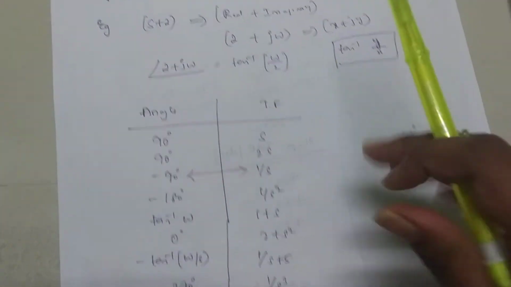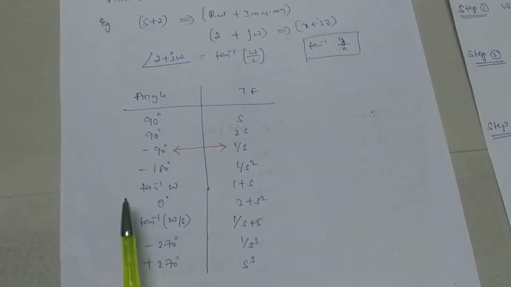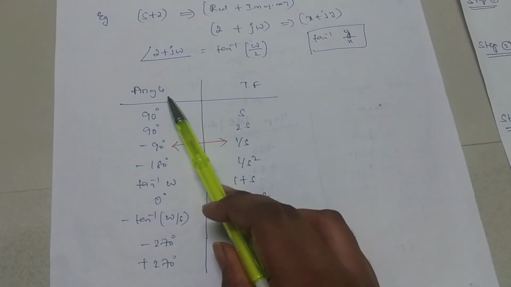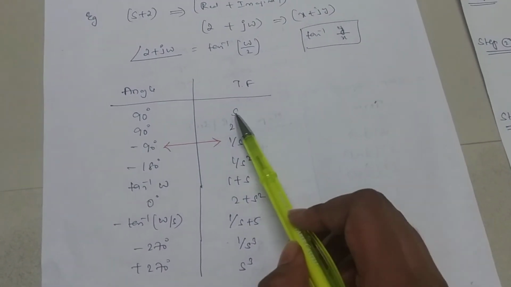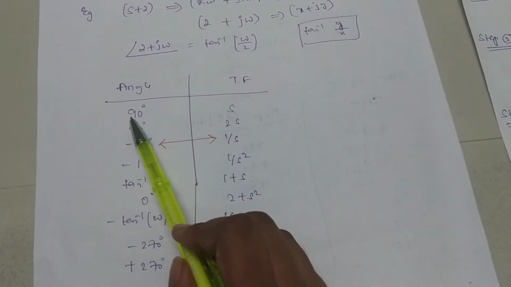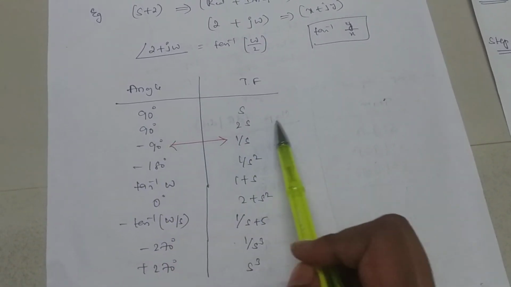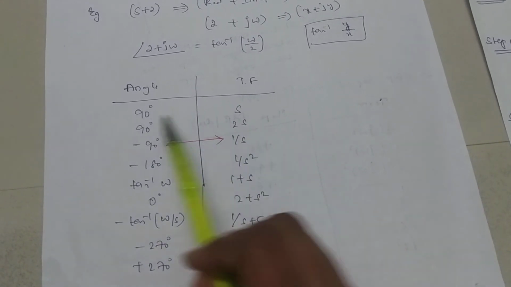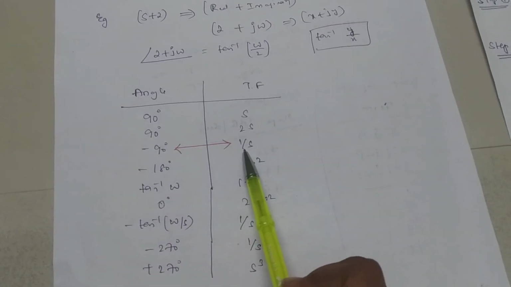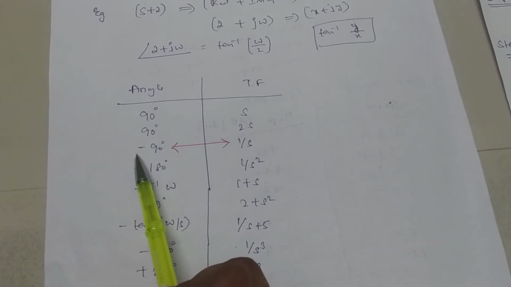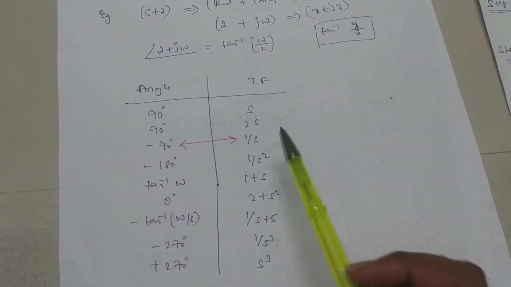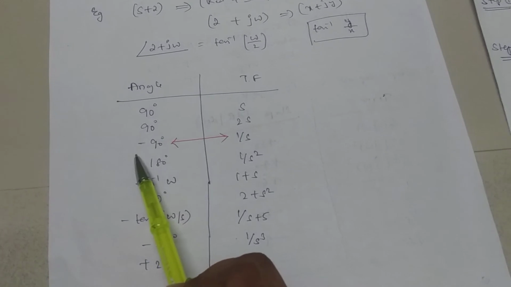So here some of the standard values are there. See, this is an angle and the transfer function. So it depends upon the s value. That is, if it is plus 90, it means s; plus 90 means 2s. For 2s also it is plus 90 only. If it is 1 by s, the denominator part of s, 1 by s is minus 90. This you should remember. Tan inverse of 1 by s means minus 90.